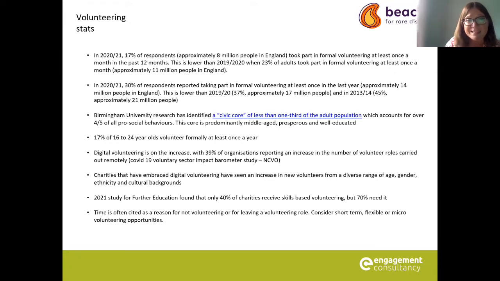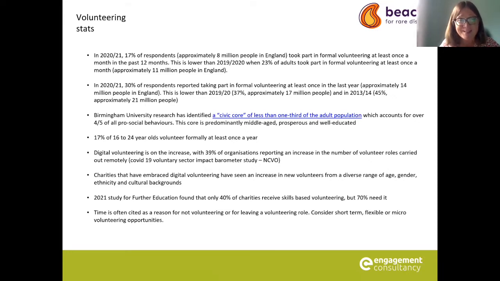It's also worth thinking about the offer that you're making, because one of the biggest reasons cited for leaving a volunteering role, aside from not feeling that they're making a difference, is time. People are time poor. And those groups that Dan was talking about, which historically have been our bread and butter for volunteers, are the older demographics: middle-aged, prosperous, well-educated, retired individuals.